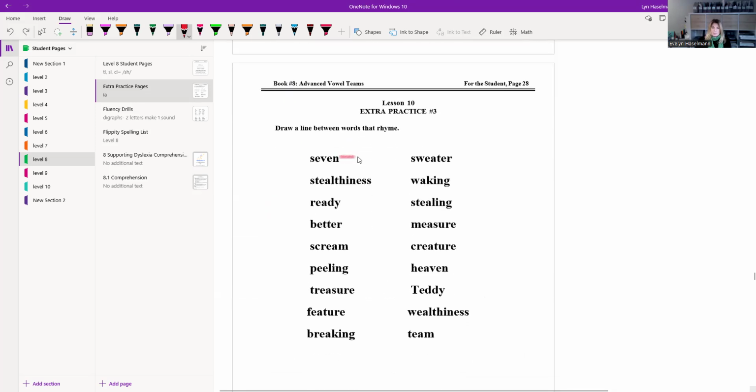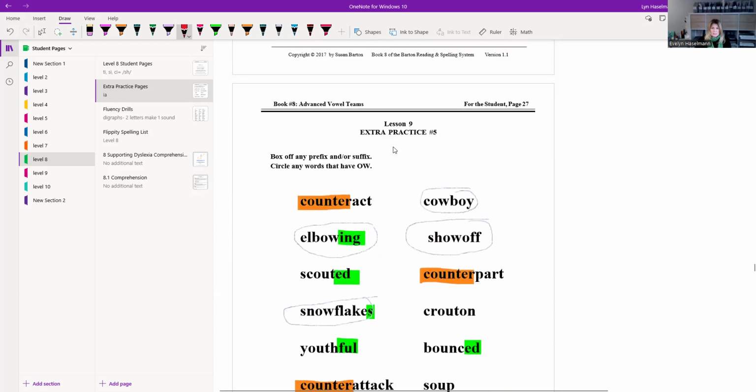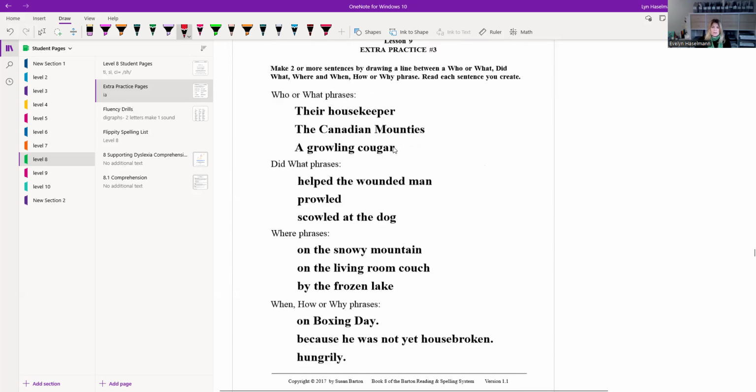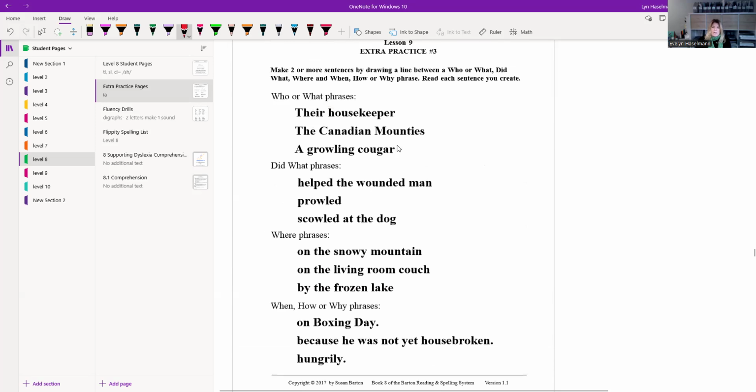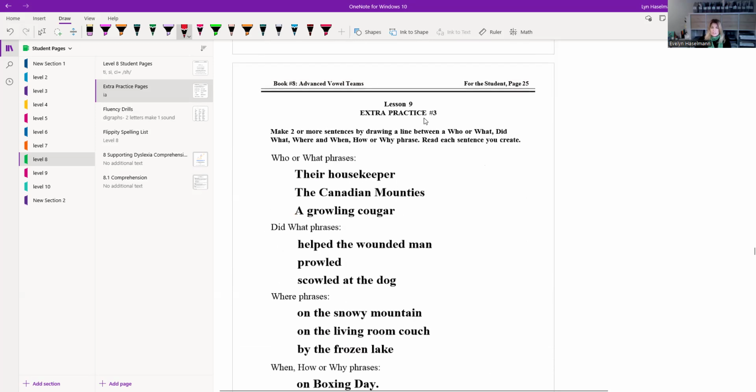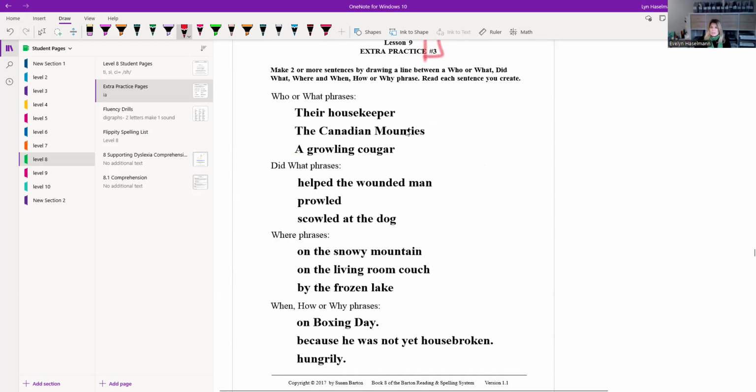And words that rhyme. So we've got seven and heaven. We've got stealthiness and wealthiness. We've got ready and teddy, better and sweater. Wait, this doesn't look right. It isn't right. Oh, I didn't go back far enough. Okay, and then, sorry, extra practice number 3 is where we need to start. I showed you 4 and 5, and then I went into the next lesson, which I don't want you to do.